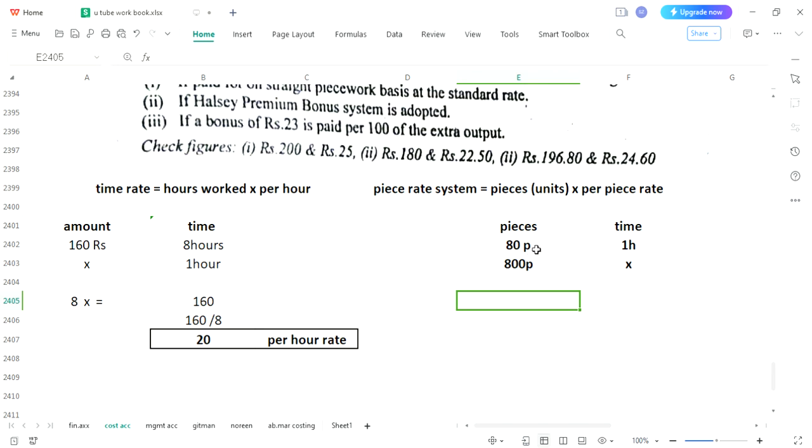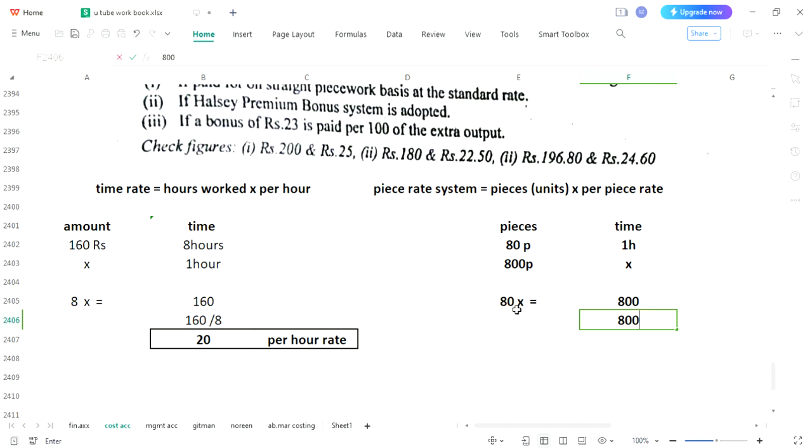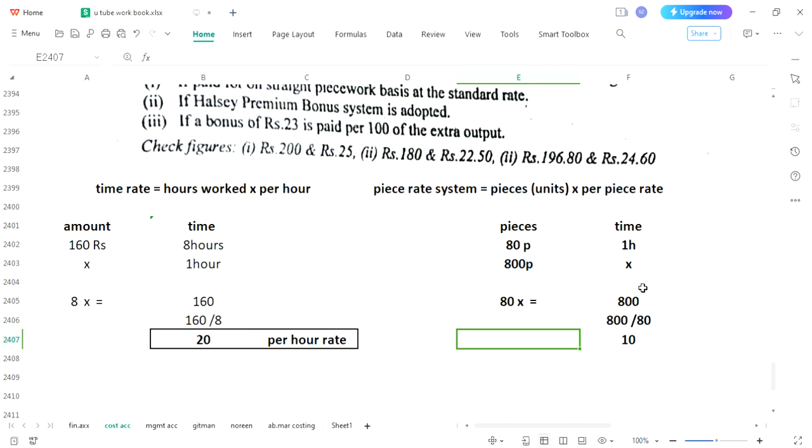X would be multiplied with 80, so we will get 80x, and next 800 would be multiplied by 1, so we have got 800. 800 is already present over here, and we want to take 80 to the opposite side. 80 is being multiplied over here. When you take it to the right side, it would be divided. Statement is completed. Now 800 divided by 80, so we will get our amount.